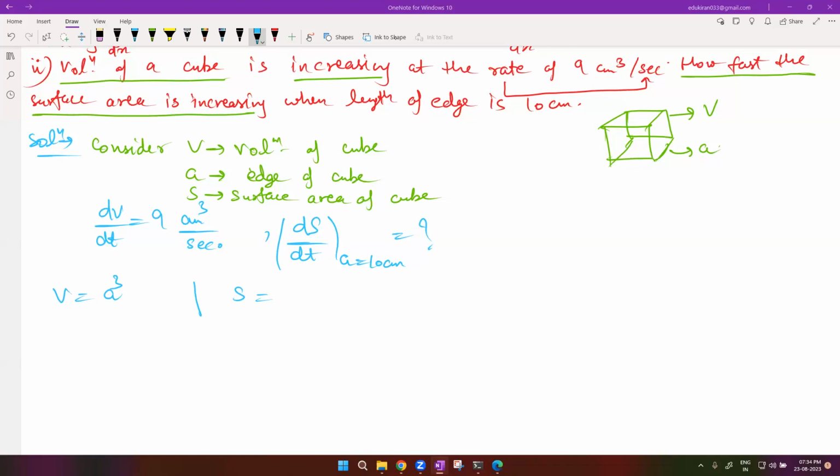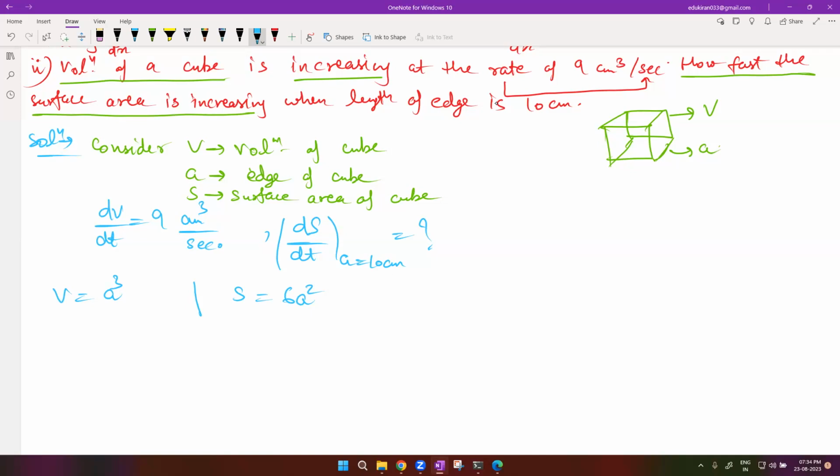Very tough question, huh? 6. So what is the area of one face of a cube? This is a square, right? A face of a cube is a square. Yes, a square, A into A. So 6A square, there are 6 faces. So the surface area of a cube is 6A square and the volume of a cube is A cube.